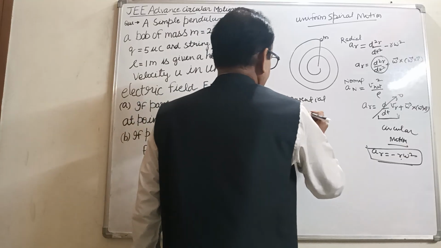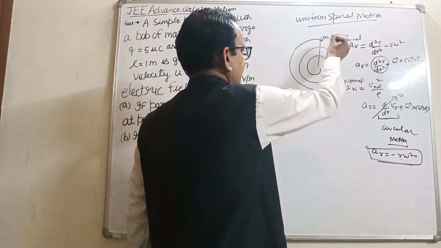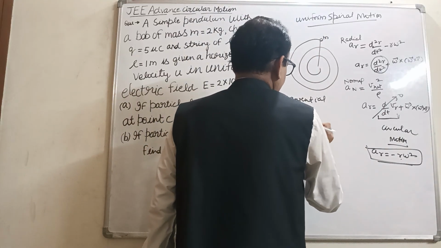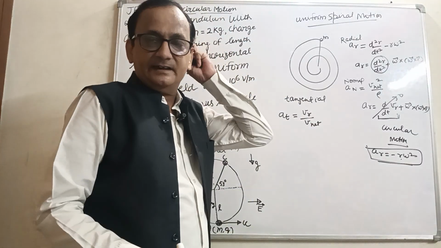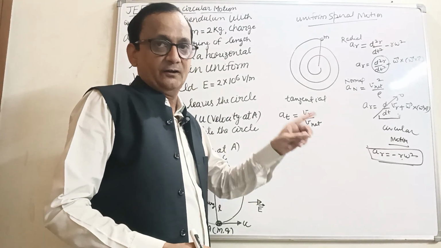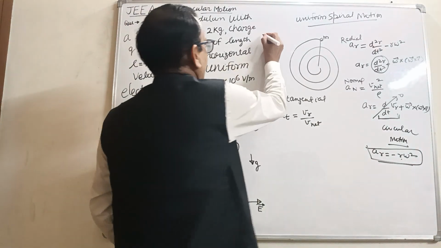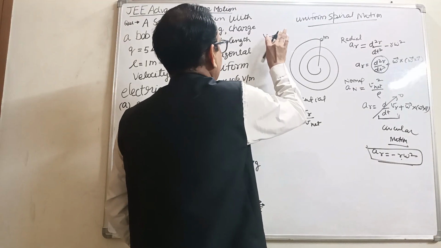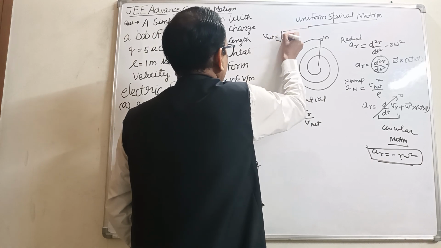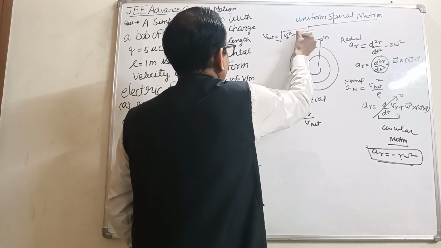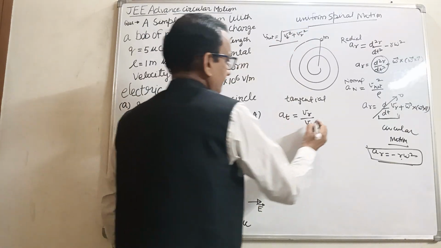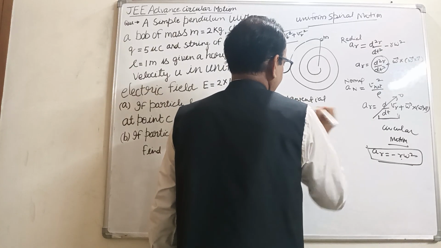This is tangential acceleration. This would be Vr, the radial velocity. So Vr upon V net. This is the net velocity, the resultant of radial velocity and tangential velocity. So V net would be under root Vr square plus Vt square, where Vt is the tangential velocity. This is the net velocity.